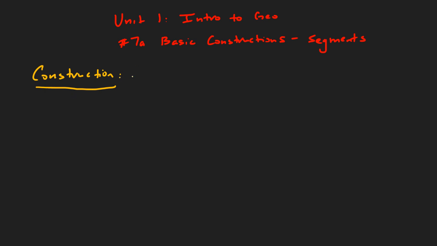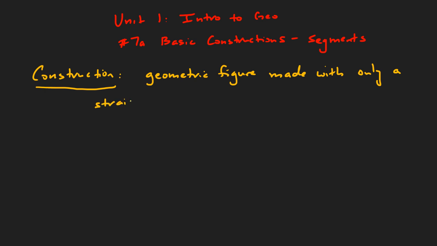So a construction is a geometric figure made with only a straight edge and compass. When we talk about a straight edge, typically if we were going to do it in class, we would use a ruler. Okay, so this is a straight edge.